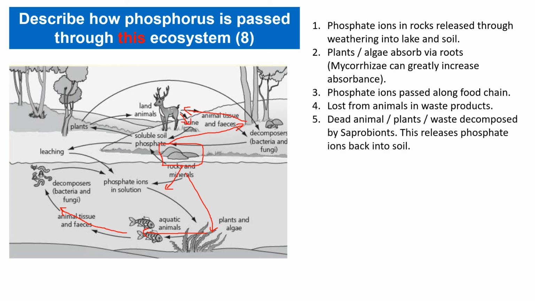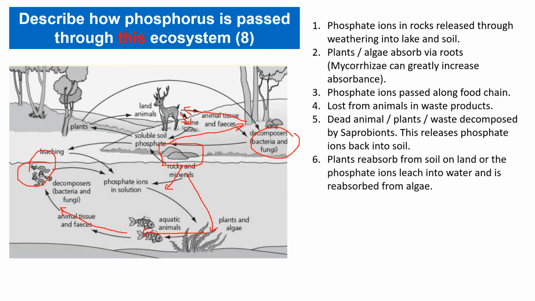When the animals die, or when the waste is produced, it gets decomposed, so that could either be in the soil, in this case up here, or it could be in the water, in this case up here, and it's decomposed by saprobionts, which are bacteria and fungi. That then returns the phosphate back into the water in the case of the aquatic system, and that'll eventually get back down to the soil, the water bed, if you say, and that's reabsorbed.